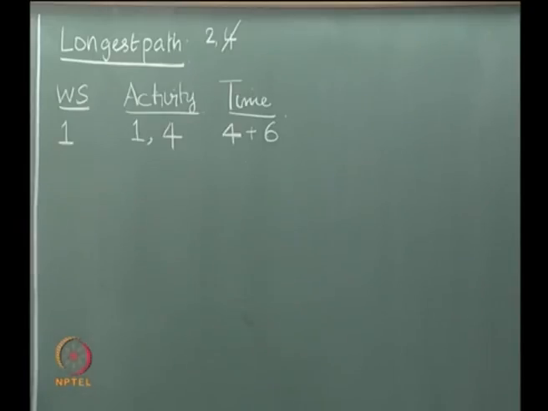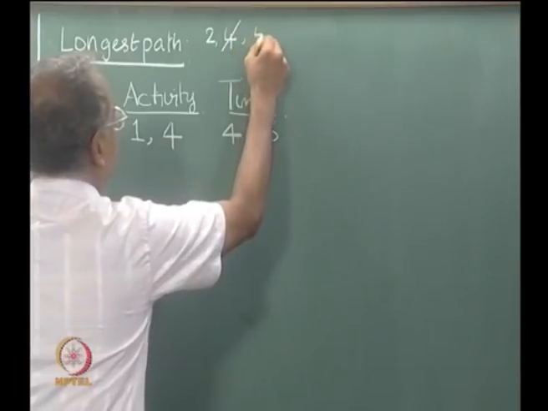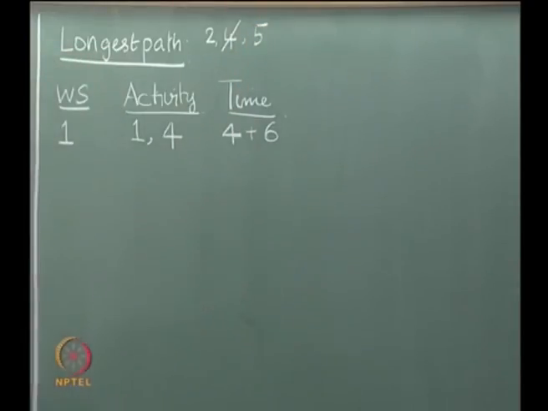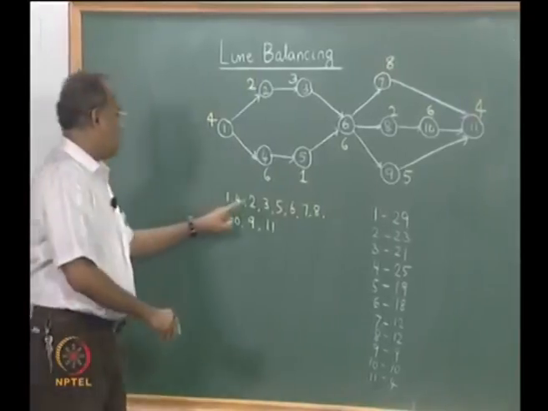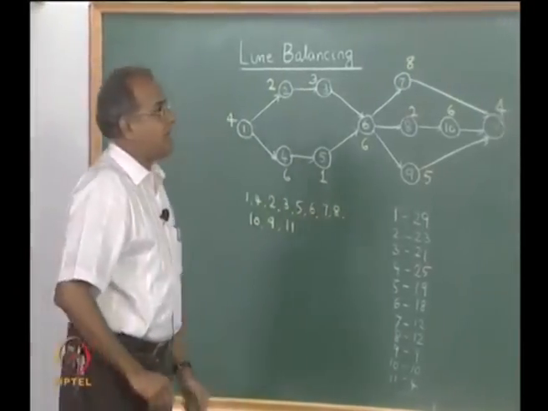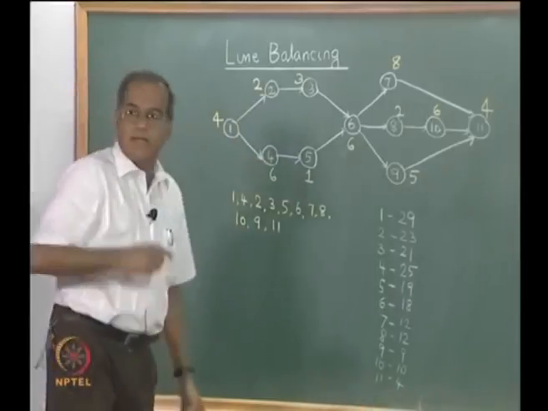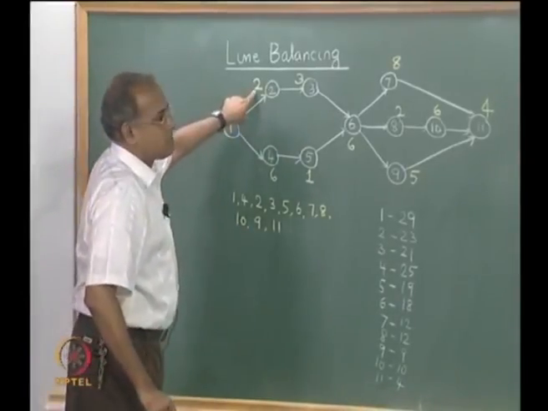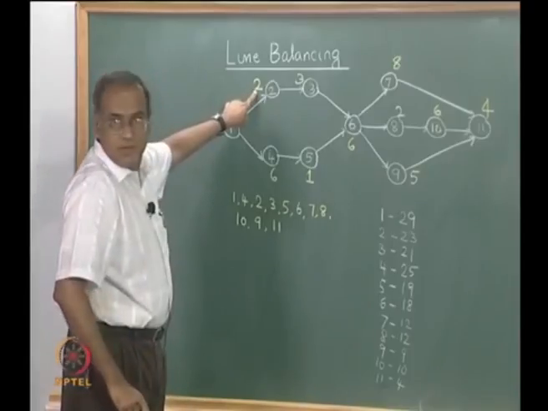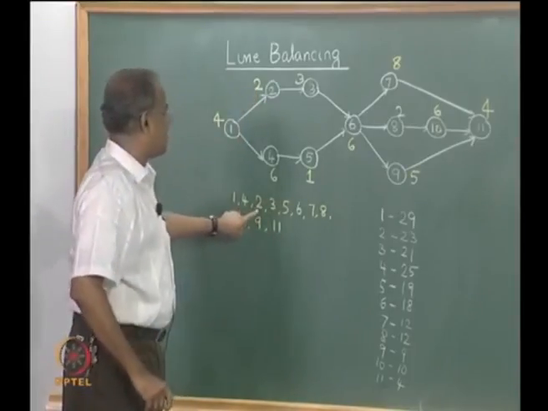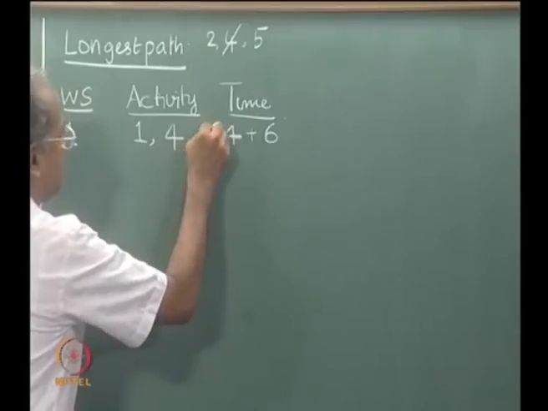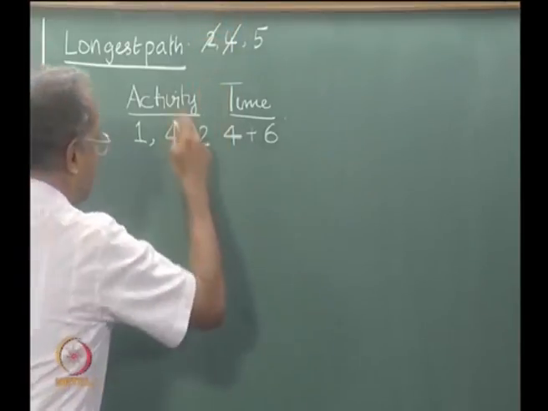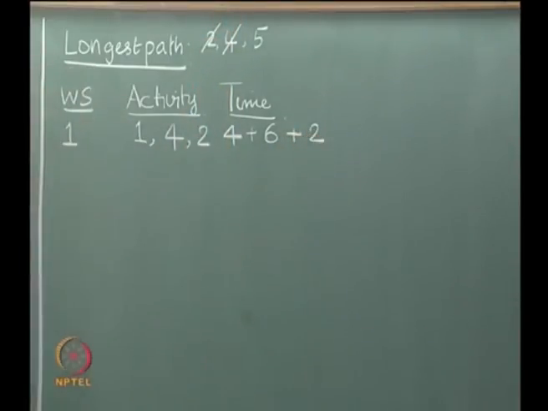Now, once 4 is over, then you can take 5 into it. Now, go back and see between 2 and 5 which one goes first. So, 2 goes first, and we can take 2 here, because it fits in this workstation without creating another one. 2 requires a time unit of 2. So, we add a time unit of 2 here. So, this goes: activity 2 plus time unit equal to 2.